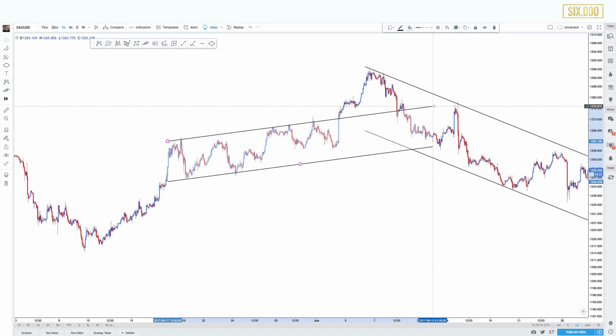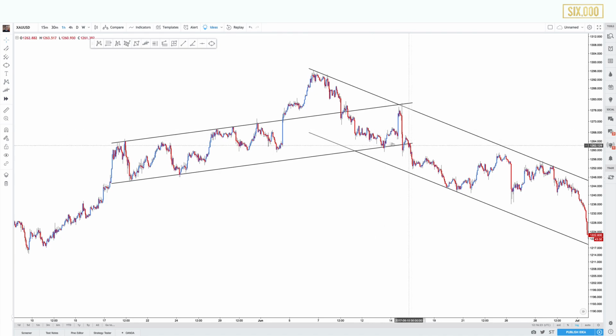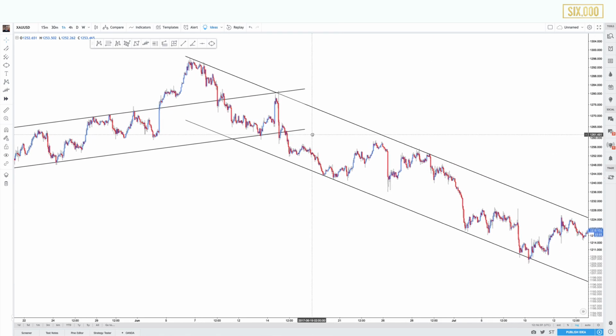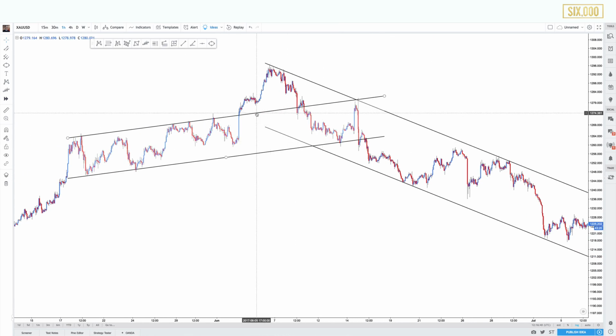If I just extend these lines here, we can see that price actually, just for a moment, broke out and then returned back into this smaller channel. But then what actually happened was the trend changed entirely, and we experienced our breakdown, and we started trading within a descending channel. So again, the market is never perfect.